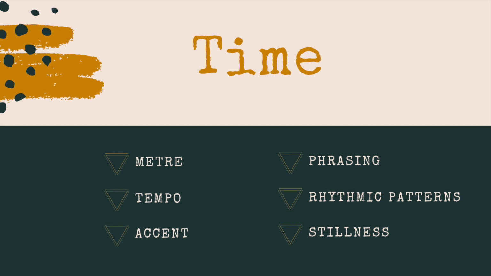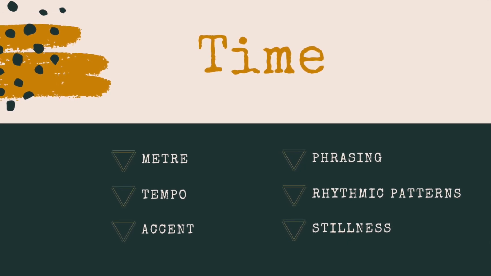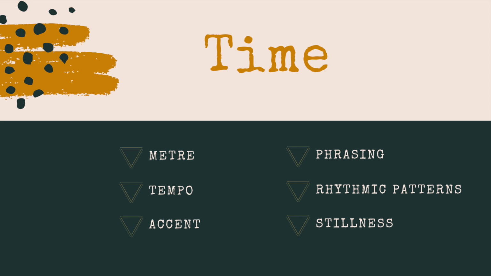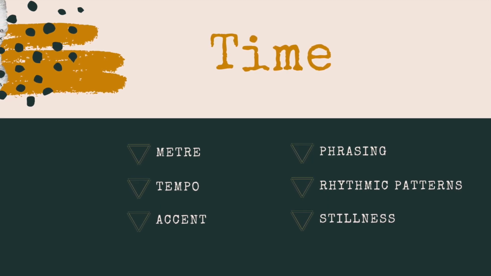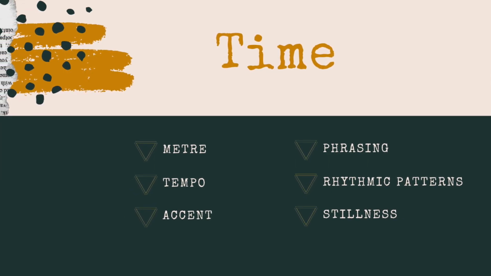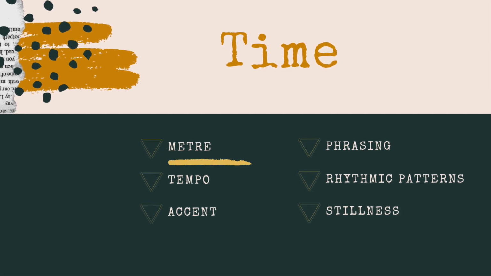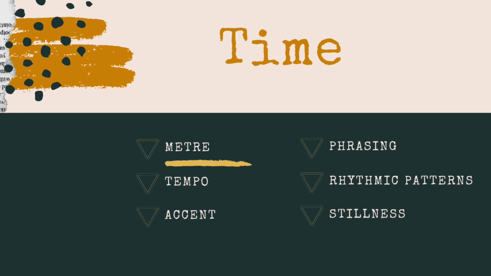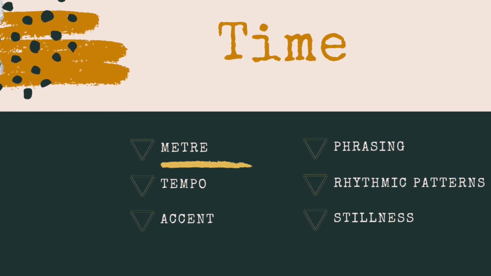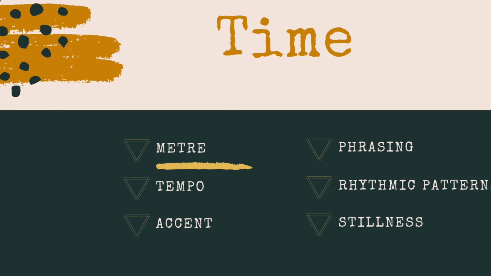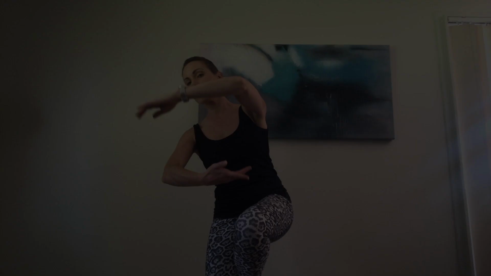Next, we'll look at time. All movement utilises an aspect of time. When we're talking about time, we're referring to the movement being performed and not the time qualities of the music. Aspects of time include meter. This is the movement being performed in a time signature such as 3-4, where movement is counted in threes. For example, 1, 2, 3, 1, 2, 3, or a 4-4 signature, which is most commonly used, such as 1, 2, 3, 4, 1, 2, 3, 4.